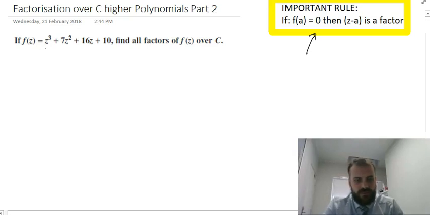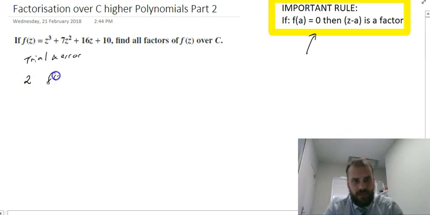So what does that mean for us? Well, if I can sub in a value for z and have this function, z cubed plus 7z squared plus 16z plus 10 equal 0, then z minus whatever that number was is a factor. So, unfortunately, we've got to do some trial and error here. We need to stick in some number so that f of a equals 0. So I'm going to try it with the number 2.